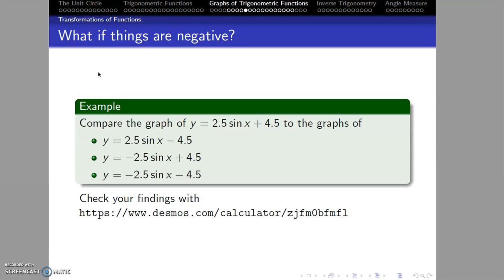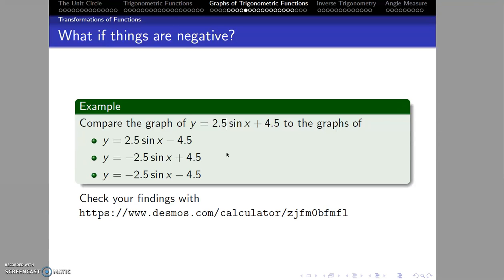At this point, we should have a pretty good grasp of how to change amplitude and how to change the median line. That's by adding a number, irrespectively, right? Adding that number will shift the median line. Multiplying the number after the sine or after a cosine would give us a different amplitude. And that is where we are right now.